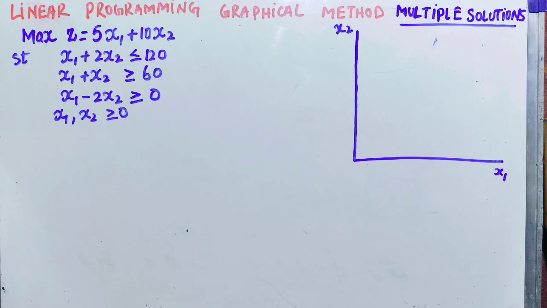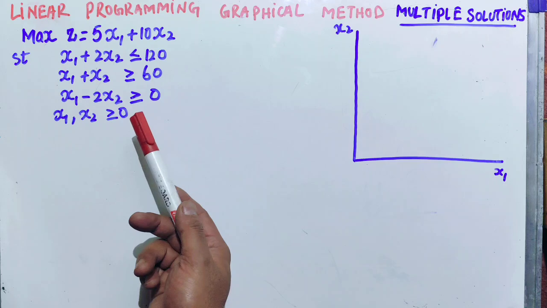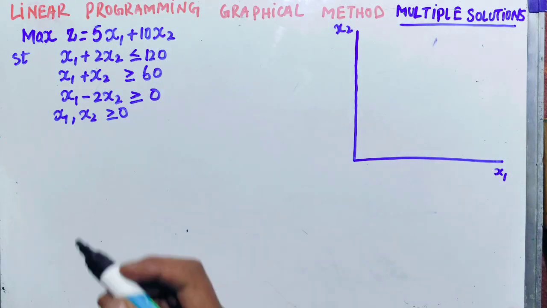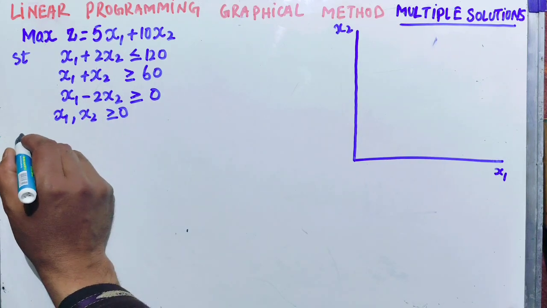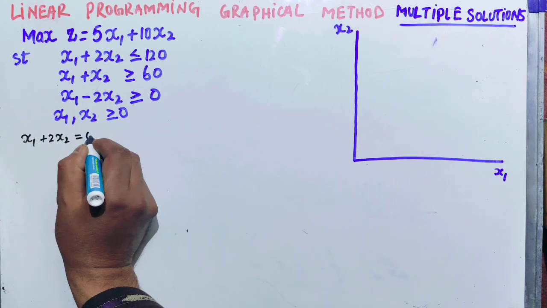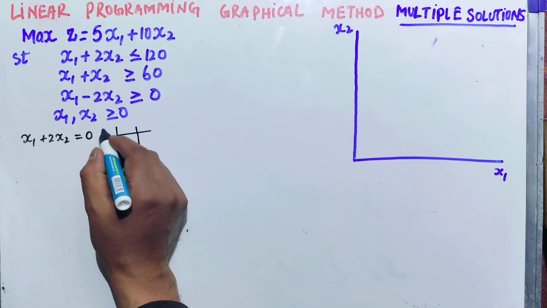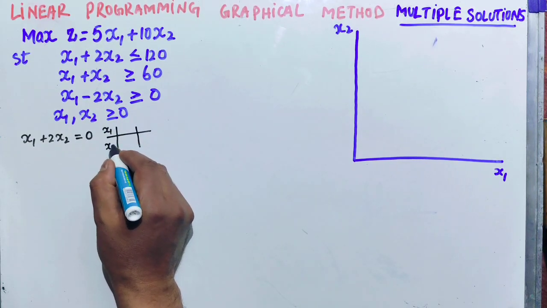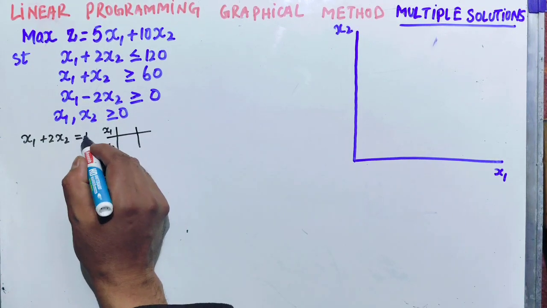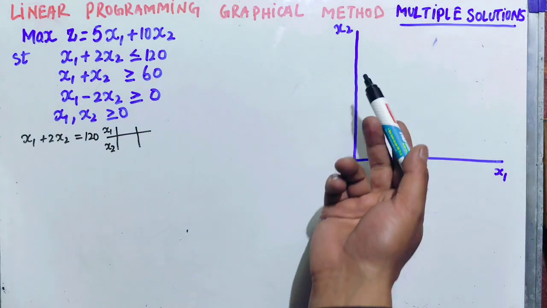So first thing is what we do, we take these constraints and draw them on the graph. Okay, so to solve them, what will we do? Simply, for the first equation, we have x1 plus 2x2 equal to 120. We set it equal to 120 and then we solve, so we remove the inequality to find out the coordinates on the graph.